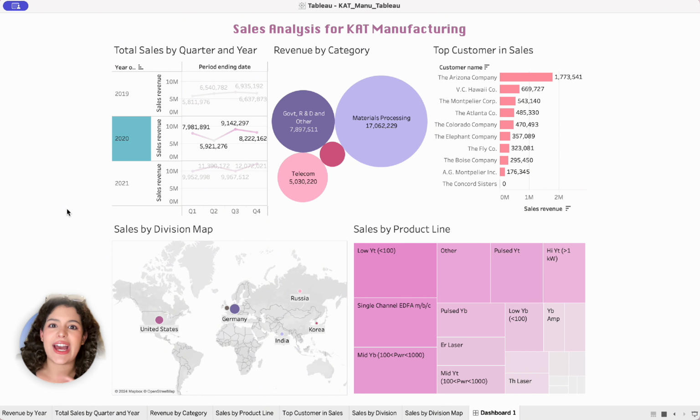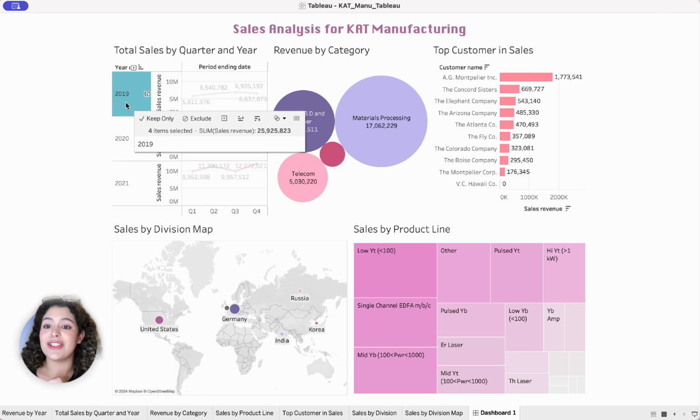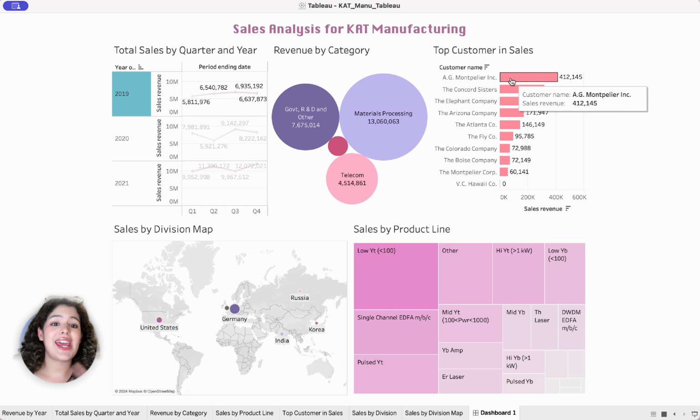Let's go ahead and take a look at who was our top customer in 2019. So let's go ahead and click on 2019, and we can see that our top customer is AG Montpellier Inc. with over $400K in sales revenue.